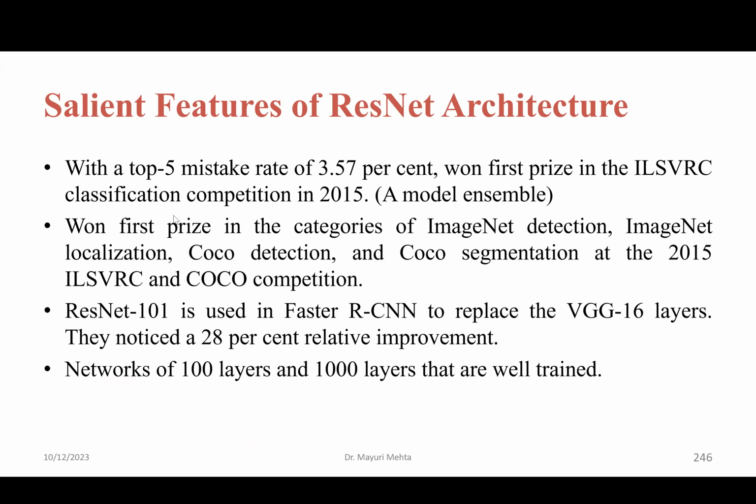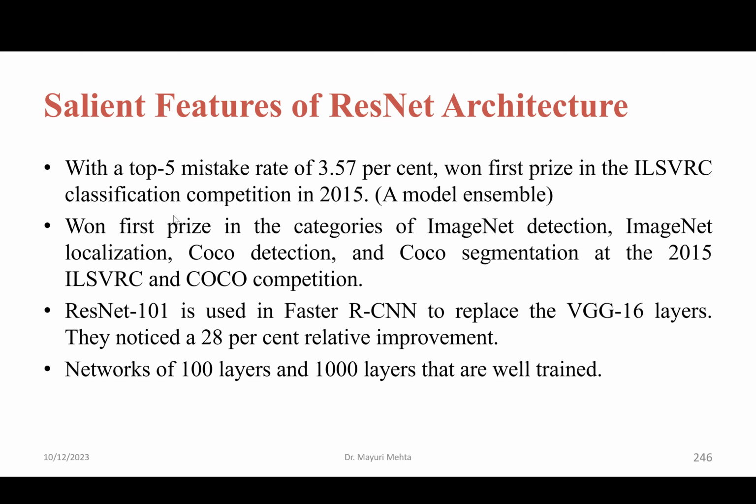The features are, with a top 5 mistake rate of 3.57%, ResNet won first prize in the classification competition in 2015. A model ensemble won first prize in the categories of ImageNet detection, ImageNet localization, COCO detection, and COCO segmentation in 2015. So these are the names of different challenges, so COCO competition, and you can later search about these challenges.